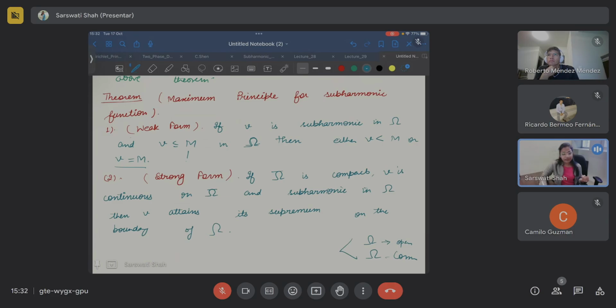So we were defining the weak form. If V is globally bounded by a constant m, then either V will be strictly less than that constant or it will be strictly equal to that constant.